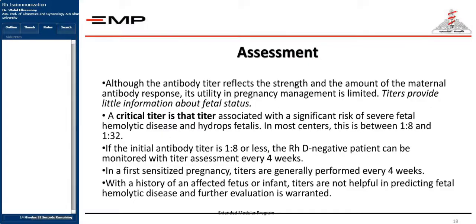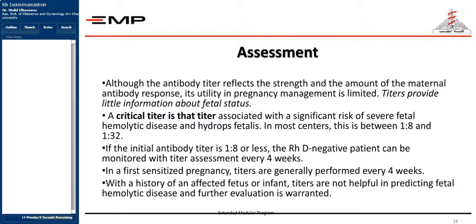Assessment of an Rh immunized lady should pass through various steps. So how will we start the assessment? The assessment should be started simply by measurement of the antibody titer, as we said, by the indirect Coombs, and we're going to speak about it in a couple of minutes. Although the antibody titer reflects the strength and the amount of the maternal antibody response, its utility in pregnancy management is limited.